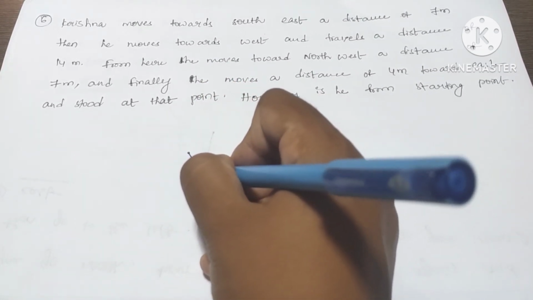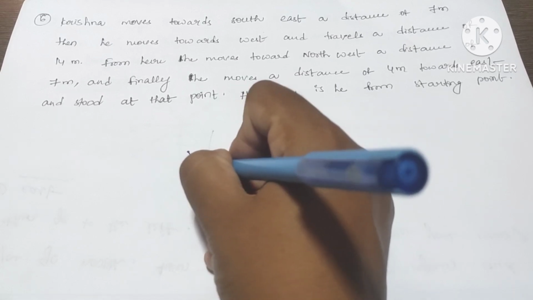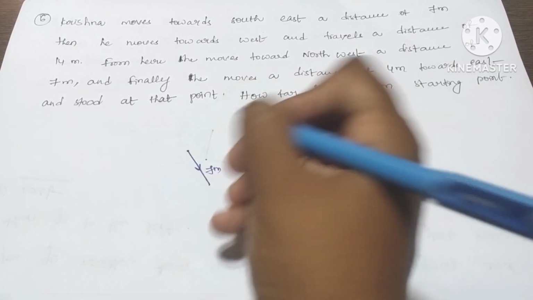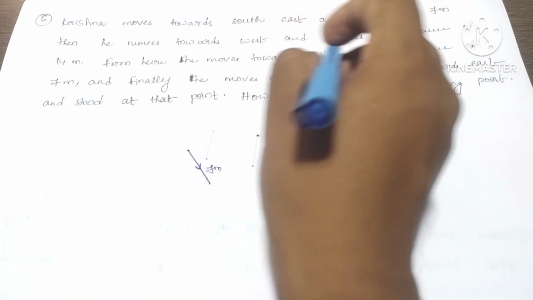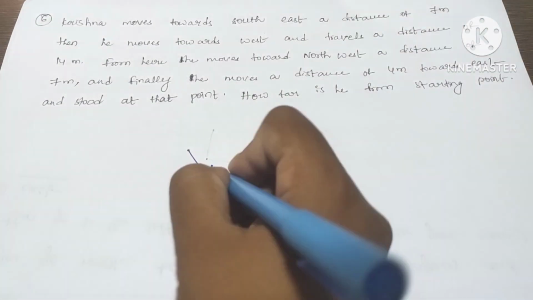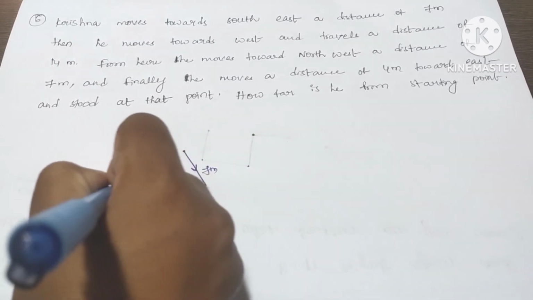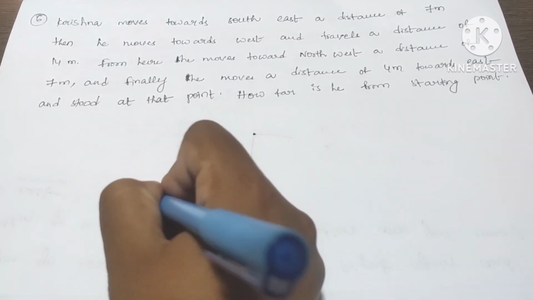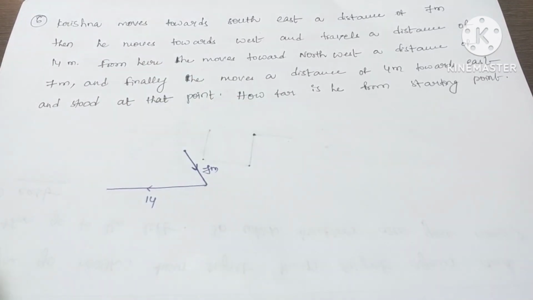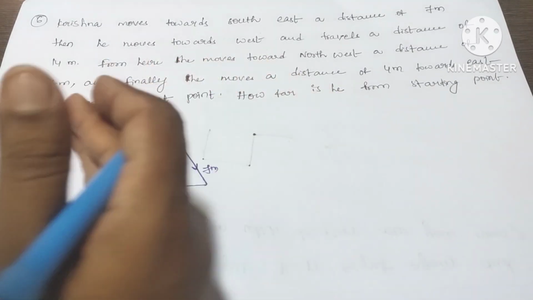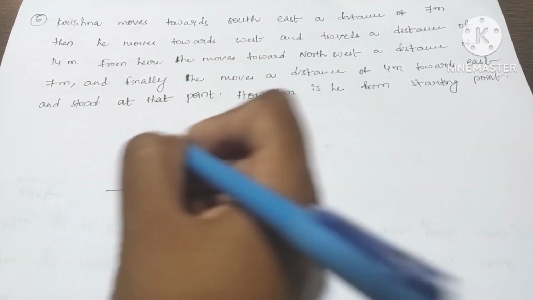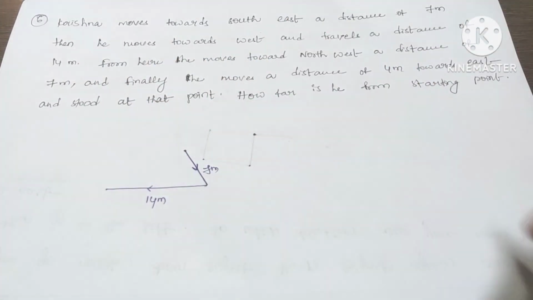Direction for 7 meters. We have to consider this as 7 meters. Then he moves towards west and travels a distance of 14 meters. From here to here, he moves 14 meters west. This direction is the west direction, as you already know. Yes, this distance is 14 meters.